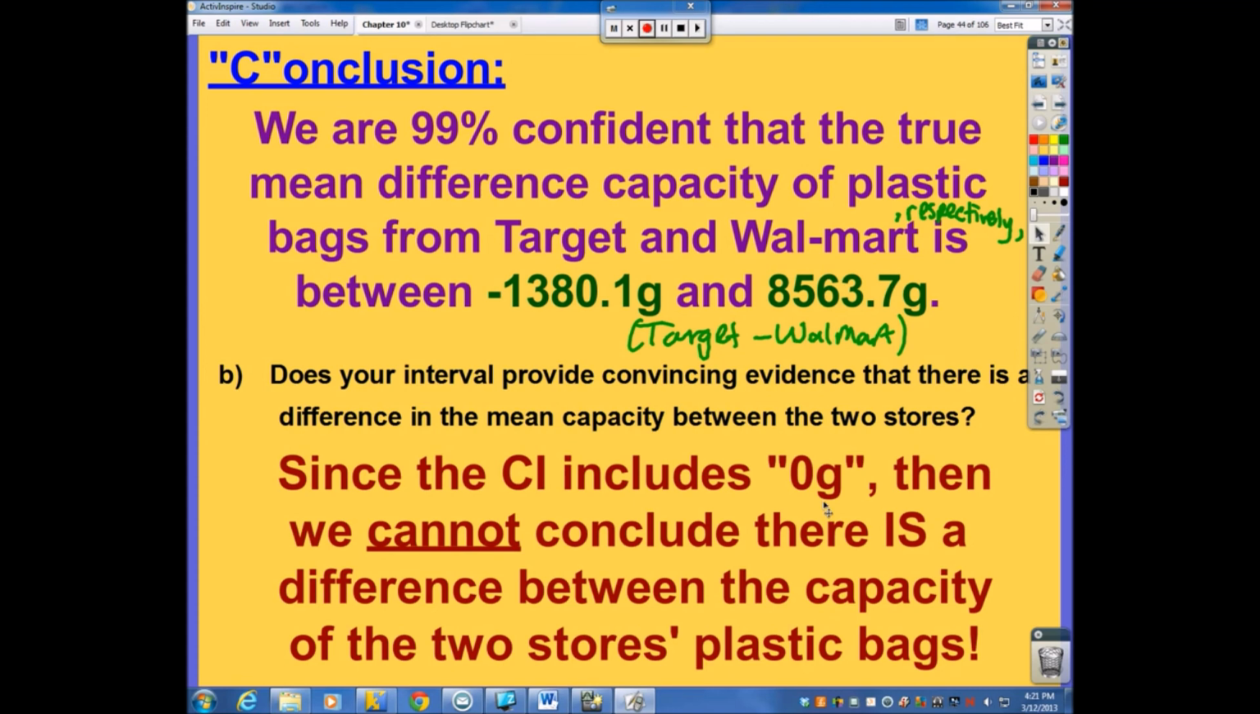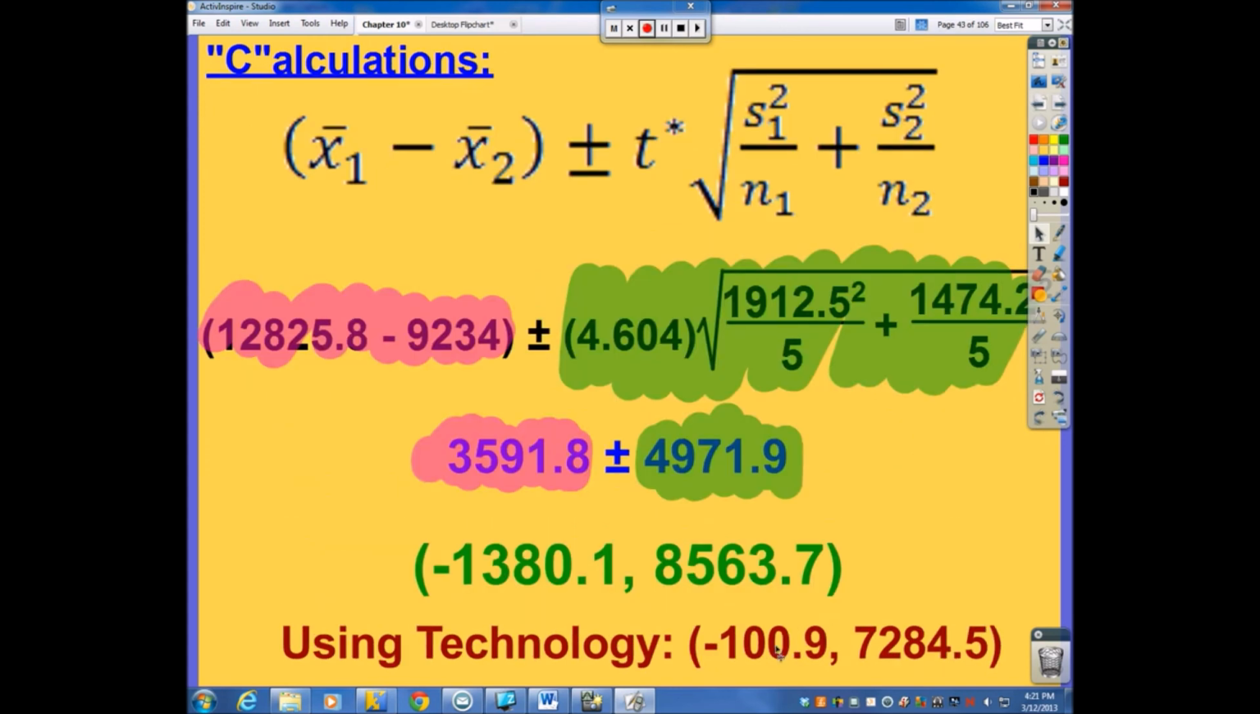What if we had taken 30 plastic bags from each and did this, or 100 plastic bags from each? Then that means our margin of error would be much smaller, and our confidence interval would really shrink in towards itself, basically, toward that difference value. So then perhaps maybe 0 wouldn't be in there. So one strategy here, one lesson, would be to use a larger sample size. 5 really isn't a whole lot to deal with here. And notice, let me jump back, using our technology confidence interval, 0 is still inside here. So we would still make the same conclusion.